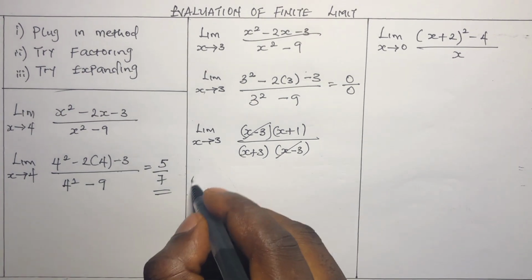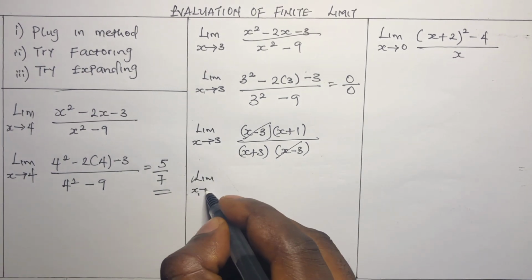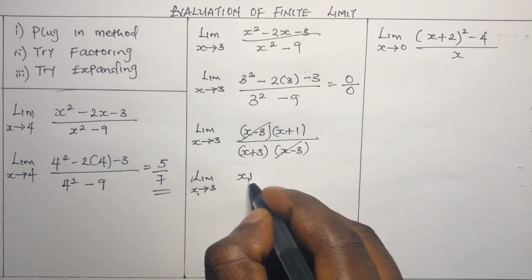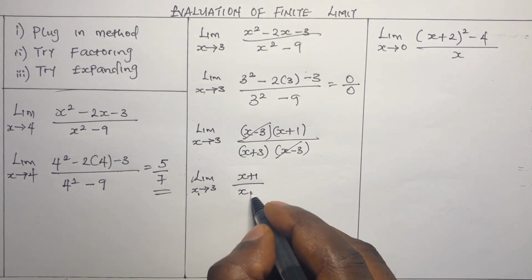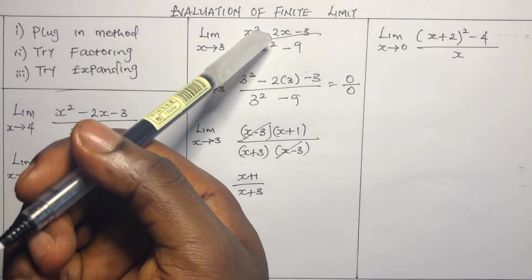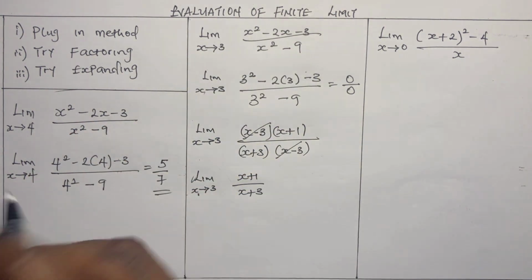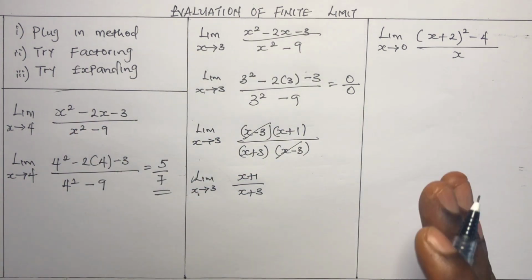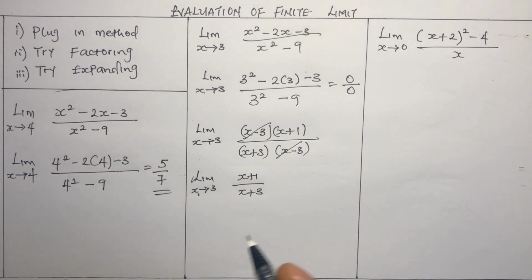Then we are left with the limit as x tends to 3 of (x plus 1) all over (x plus 3). Now, if you look at this, you will discover that we can no longer cancel anything here, right? So now we apply the plug-in method. Remember that when we plugged in 3 for x, we obtained a form where the limit does not exist. Now, let's see if that will be the case again.